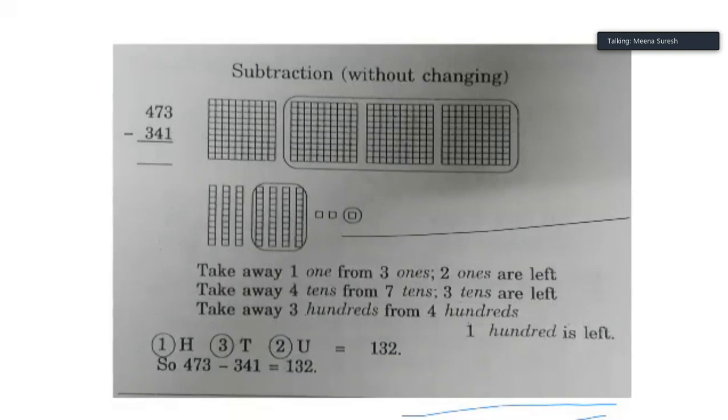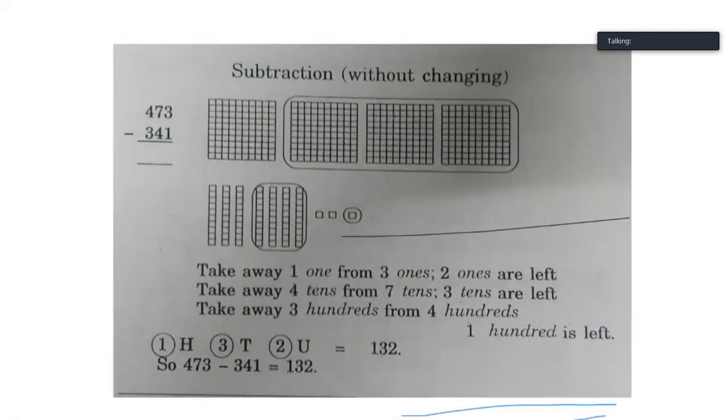Meaning, children, you should drive into their head: you can take away a 1 from 1, 10 from 10, 100 from 100. You can't do it any other way. You can only change and do it. You cannot take away a 1 from 100 directly. You have to change it. That is why it is important that you spell these steps.